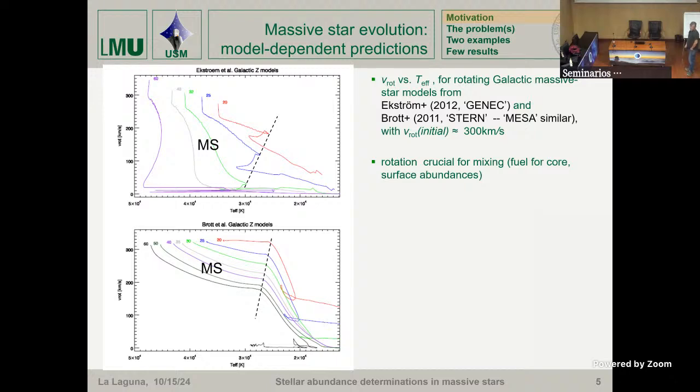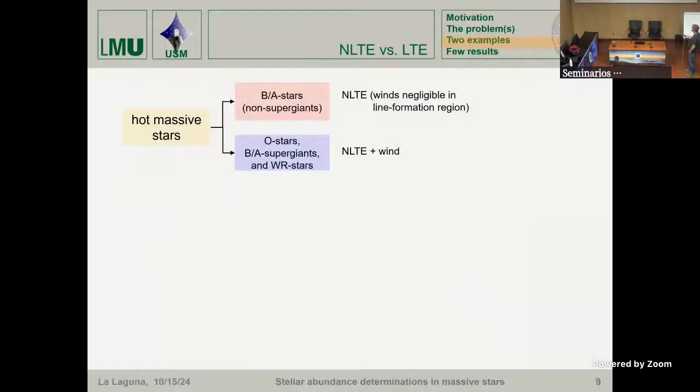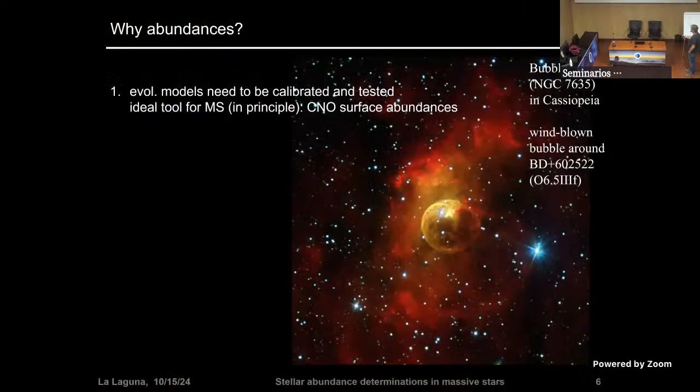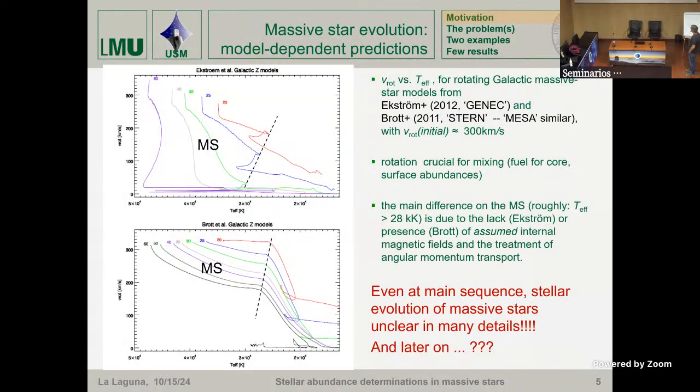These are the evolutionary tracks of rotational speed as a function of effective temperature from two codes, and these tracks have been published and you find them on the net. When you plot them for different initial masses, from 20 to 60 solar masses, you see at first glance that there is a big difference between these two sets of tracks. The upper one is from the so-called GENEC code, from the Geneva working group on massive stars, calculated by Ekström.